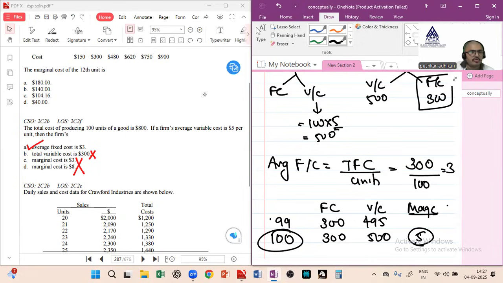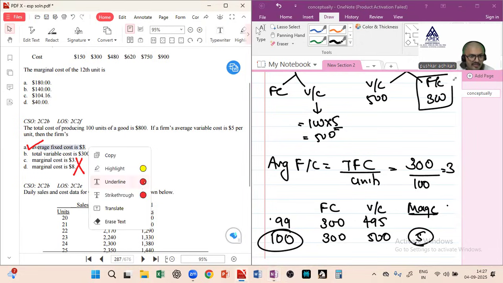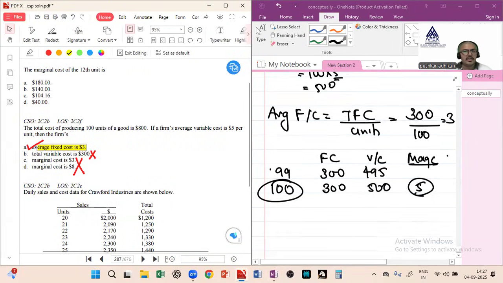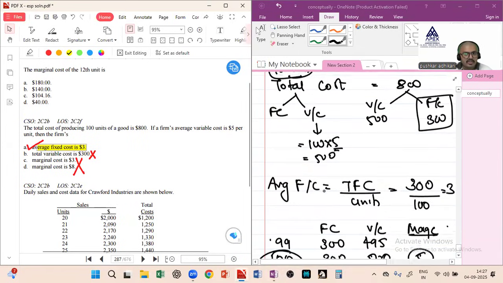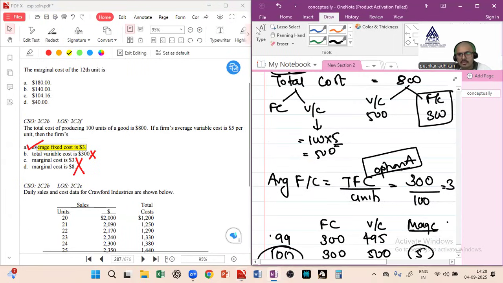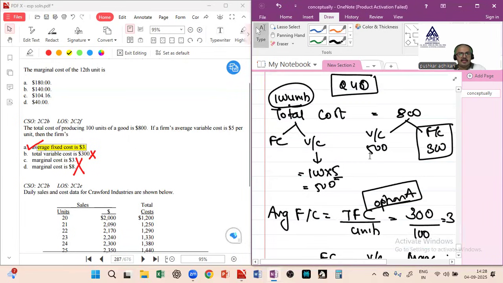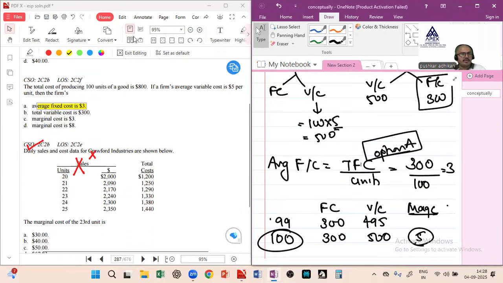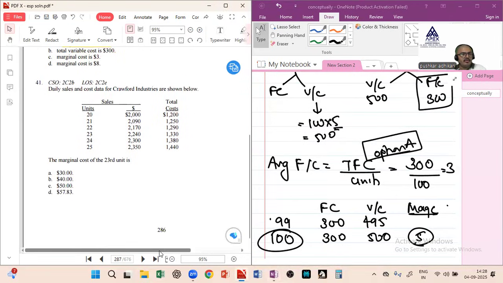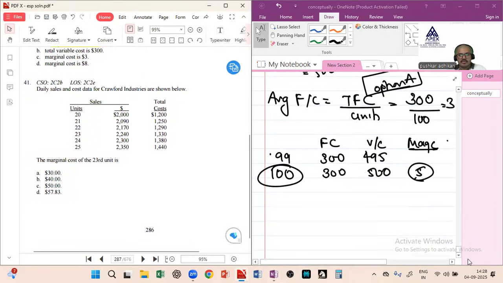Therefore C and D are both wrong. Therefore what is the answer? Average fixed cost is 3 per unit, and hence it is proven that the correct answer is option number A. We are looking at question number 40. Next question. Question number 41. Let's go to 41.